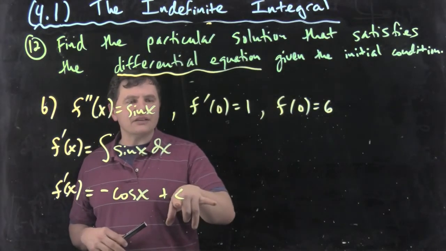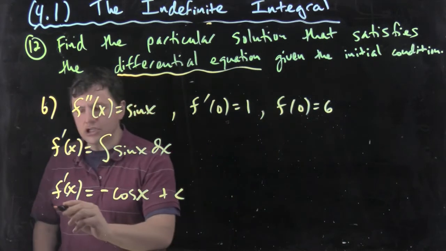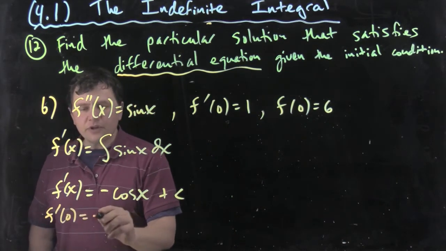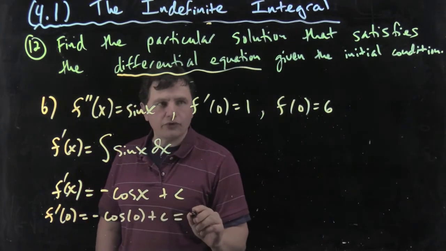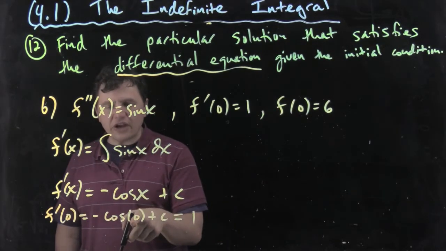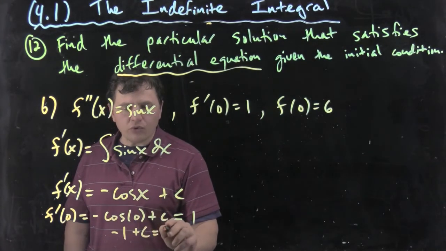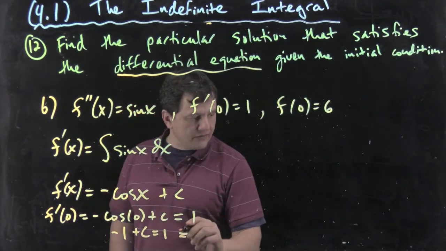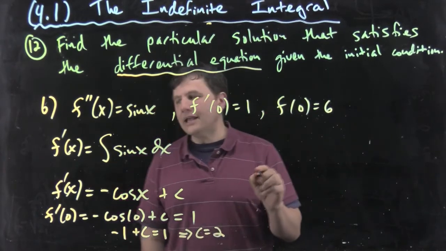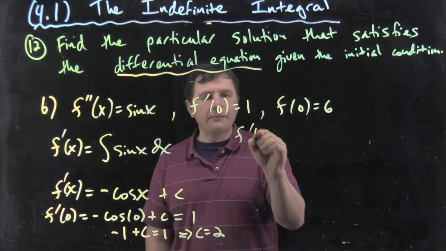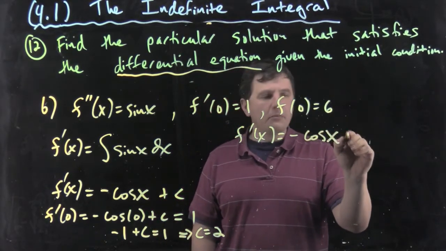Okay, now we got to get the C here. We're going to get the C here by plugging in our initial condition. So f prime of 0 is equal to negative cosine of 0 plus C is equal to 1. So realize cosine of 0 is 1, so I get negative 1 plus C equals 1. So that means that C is equal to 2. So now let's plug that in. So we have f prime of x is equal to negative cosine x plus 2.